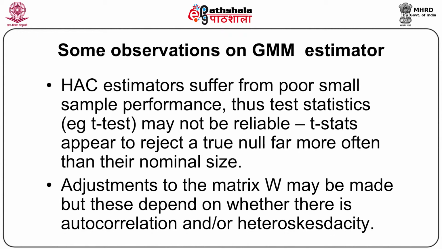Now, HAC estimators suffer from poor small sample performance. Thus, test statistics, for example the t-test, may not be reliable. These statistics appear to reject a true null far more often than their nominal size. Adjustment to the matrix W may be needed, but this depends on whether there is autocorrelation and/or heteroscedasticity. That is, the choice of the W matrix basically depends on whether you have autocorrelation and/or heteroscedasticity.